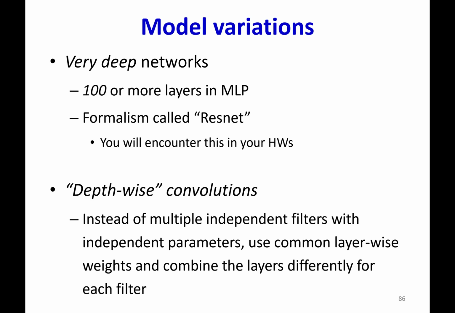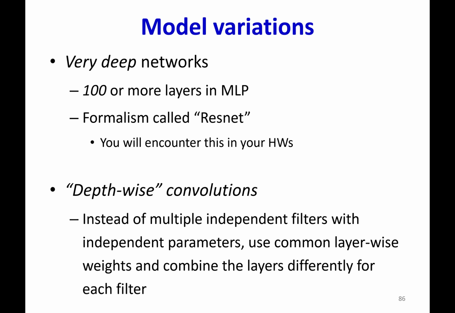So again, getting back to the lecture, we're going to see variations, very deep networks with 100 or more layers. The problem with deep layer networks is that the back propagation of derivatives becomes challenging. We'll see why this is the case in a few lectures from now. And so for this, we use a formalism called a ResNet.